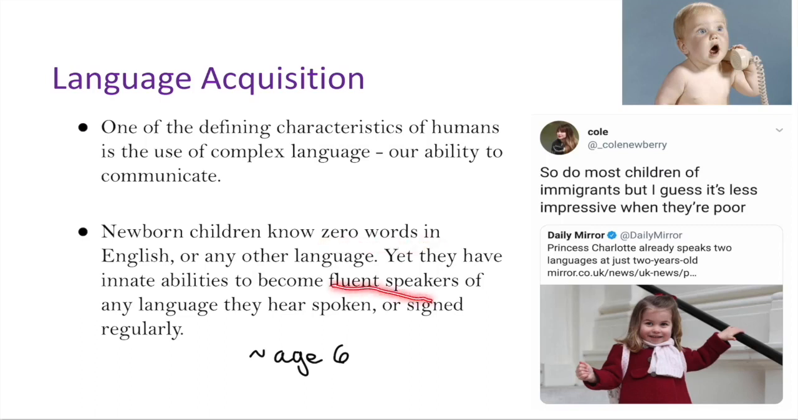But newborn children know 0 words, and yet they become fluent by around the age 6. So we need to be starting these language classes prior to kindergarten if you really want to have a higher effect. Now, this is something I saw on Twitter years ago, and I thought it was interesting to put in here, because Princess Charlotte, who's the child of Prince William and Kate Middleton, talking about how she can speak 2 languages at just 2 years old.